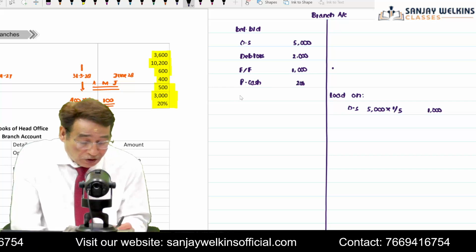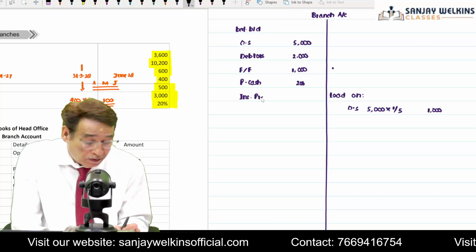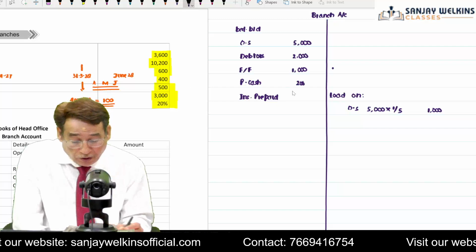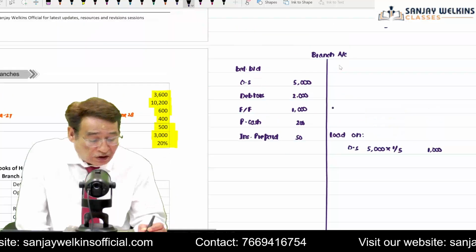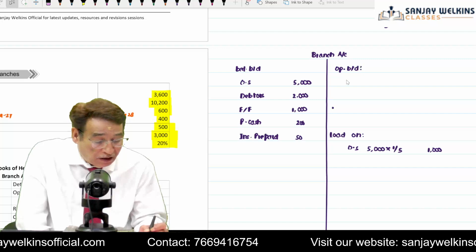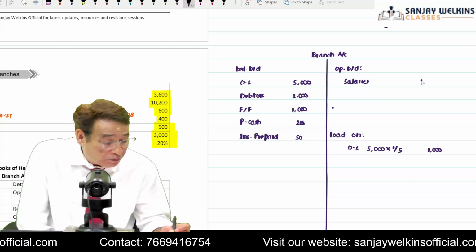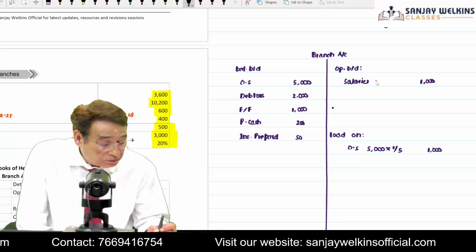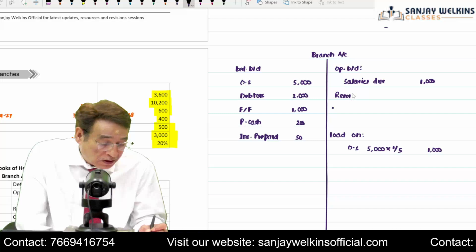And then insurance prepaid. Opening balance of insurance prepaid is 50. And then in this question, salaries dues are given. So on the opposite side, I will be writing here balance brought down, and I will write here salaries due. Now salaries due in this particular case is 1,000 rupees, so I will be writing here 1,000. Salaries due. And then I will write here remittances.